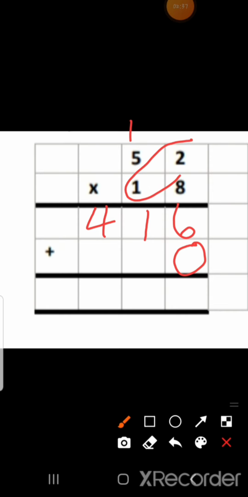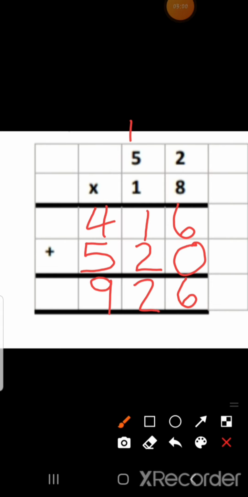So we will put 1 times 2 is 2. We place our answer there. And then we do 1 times 5 is 5, and we place our answer here. Our last step is to add the numbers. 6 plus 0 is 6, 2 plus 1 is 2, and then 5 plus 4 is 9.